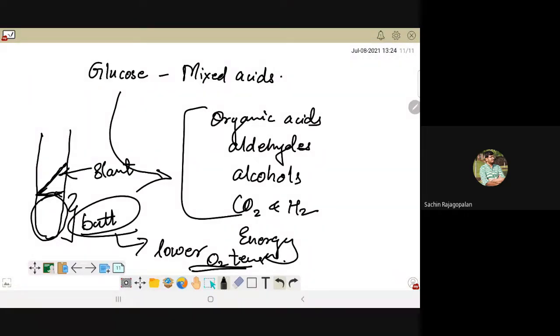वहां पर ऑक्सीजन टेंशन कम है, तो fermentation activity आसानी से हो सकता है as compared to the slant, because slant is exposed to a lot of atmospheric oxygen. So that's the reason why butt is the zone where you first would look for acid production activity. Is it making sense to all of you?